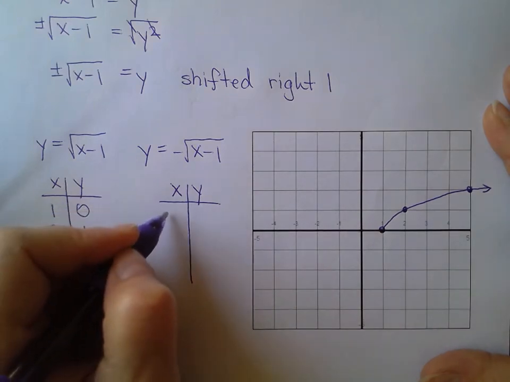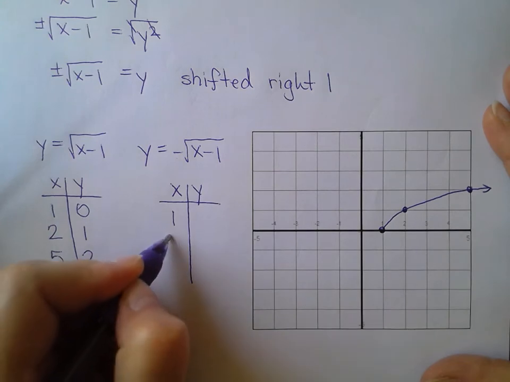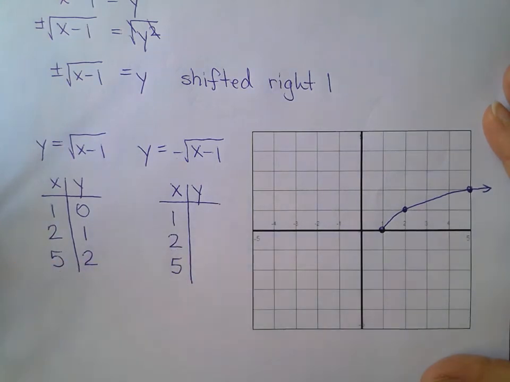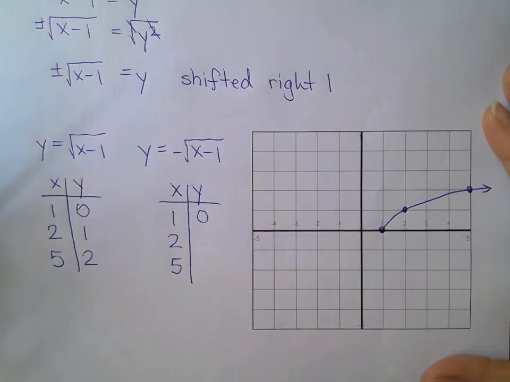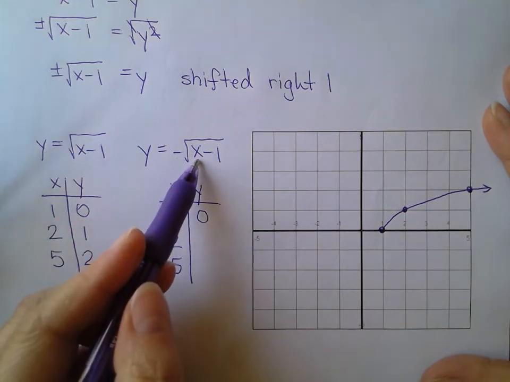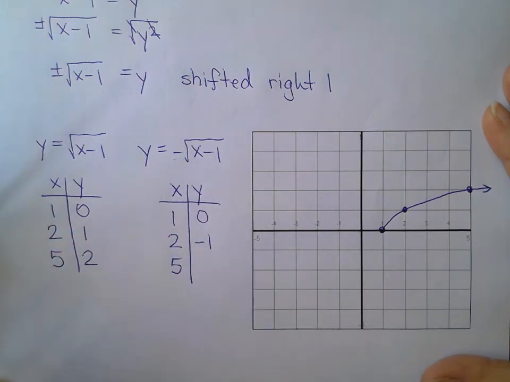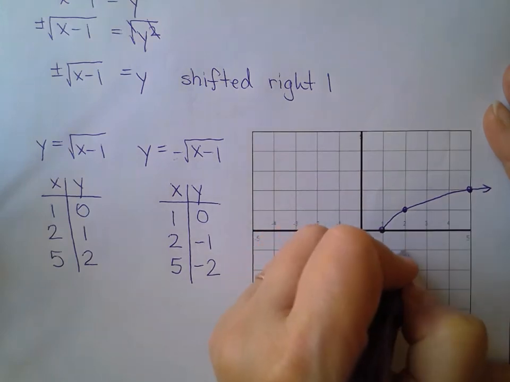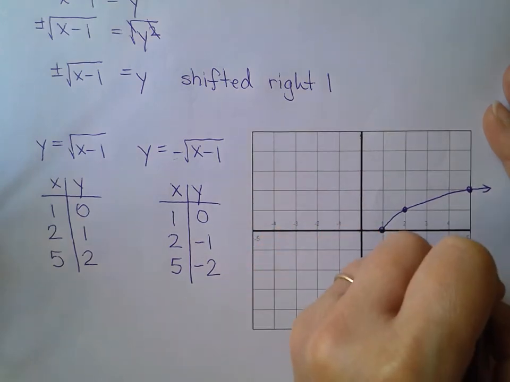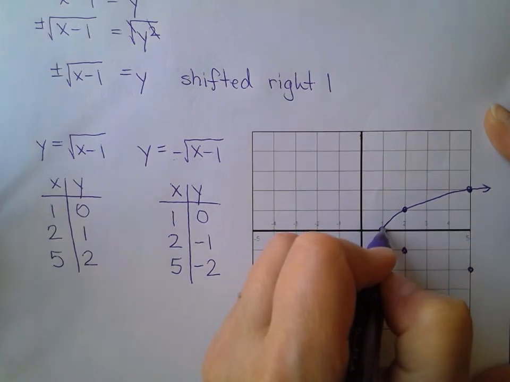Okay, if I add the negative, the same x values work really well for the same reasons. If I plug in 1, I'm still going to get 0. If I plug in 2, I'm going to get the square root of 1, and then I'm going to apply the negative. So I have -1. If I plug in 5, I'm going to get -2. So this is going to give me the bottom half of this parabola.